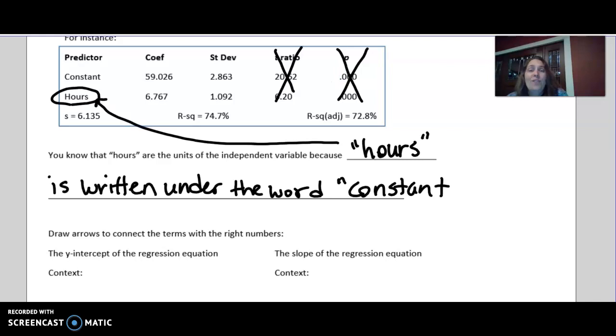Did you figure it out? It's because hours is written underneath the word constant. Whatever constant is, that means that entire row is about the constant. That is the A in your equation. But the next row is all about the slope. And of course, if you think about it, when we write our equation, it's y hat equals a plus bx. So here's the a, here's the b, here's the word that goes along with x.